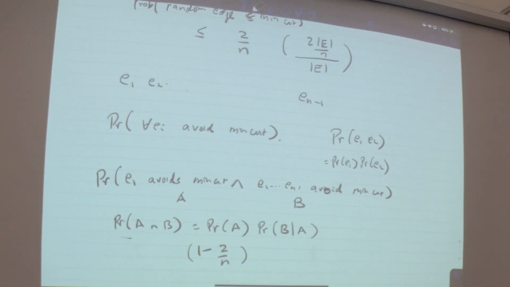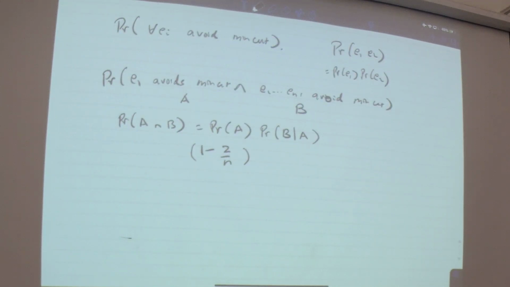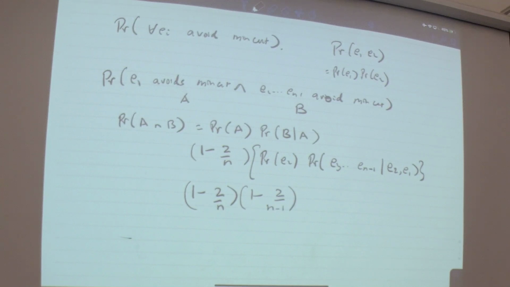So I can do this again. So this becomes the probability of E2 times the probability of E3 to En minus 1 given E2 and E1. Now there are n minus 1 vertices in the graph. So this becomes 1 minus 2 over n times 1 minus 2 over n minus 1 times what's left.